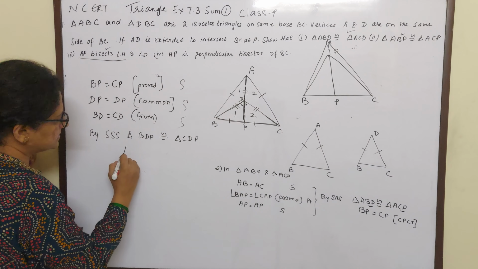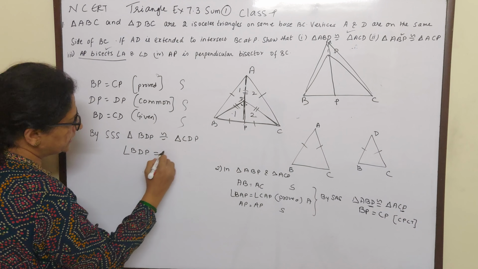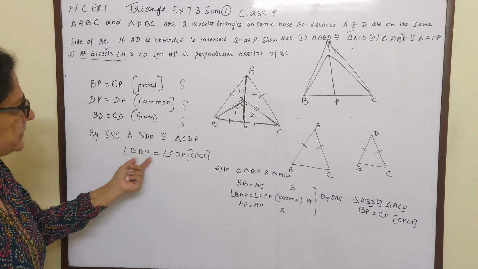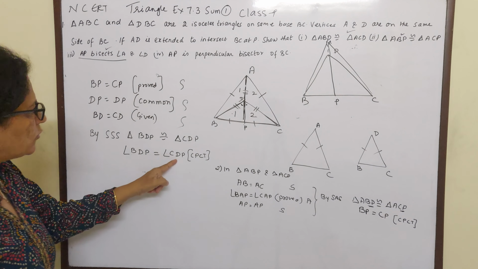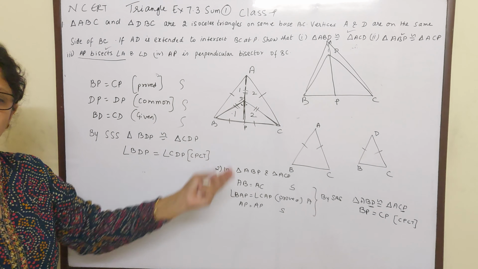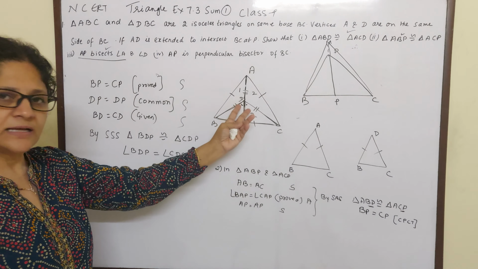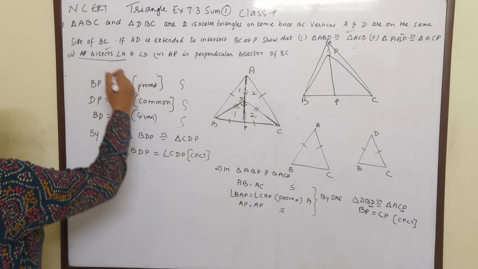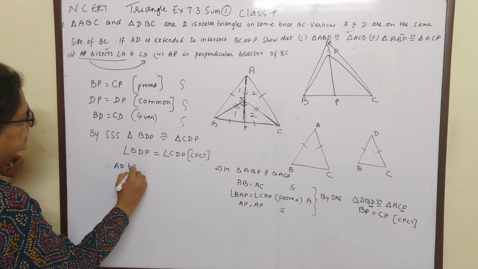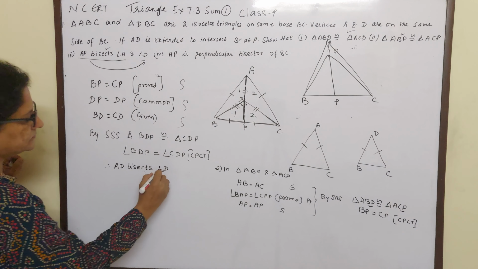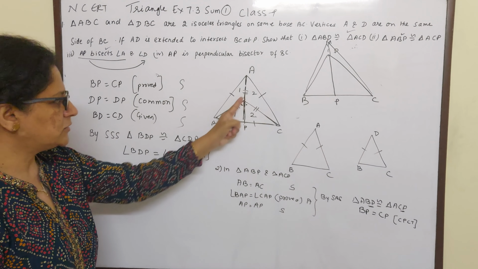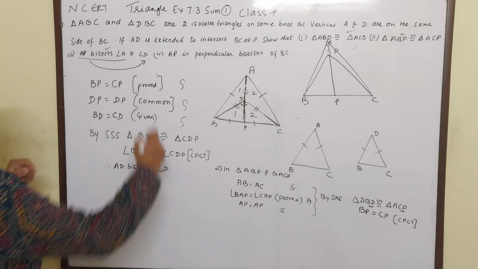That means if the triangles are congruent, the angles are also equal. CPCT. And what does this say? Angle BDP is equal to angle CDP. That means these two dots are equal. That means this line is cutting angle D into two equal parts. That is what we have to prove. Therefore, we can say AD bisects angle D, because this BDP is equal to CDP. Now we have proved this also.